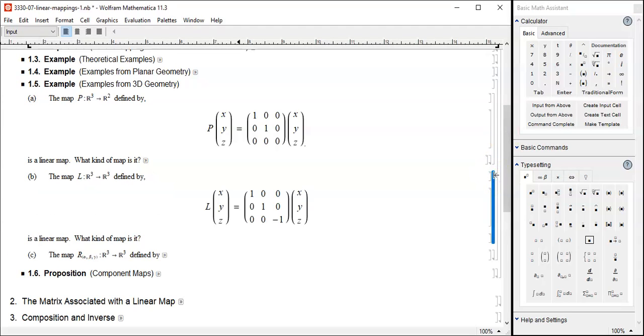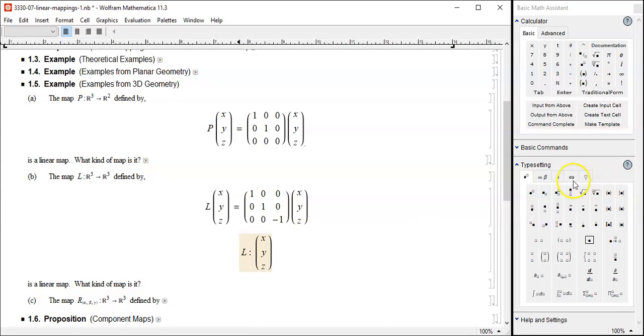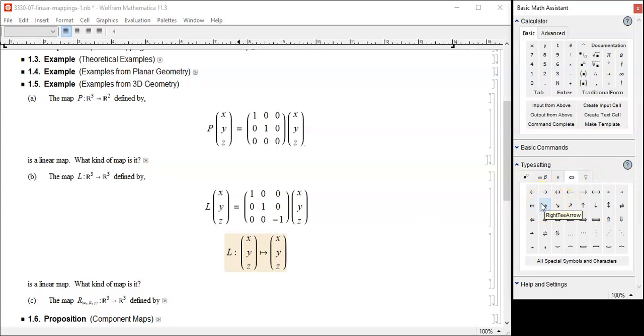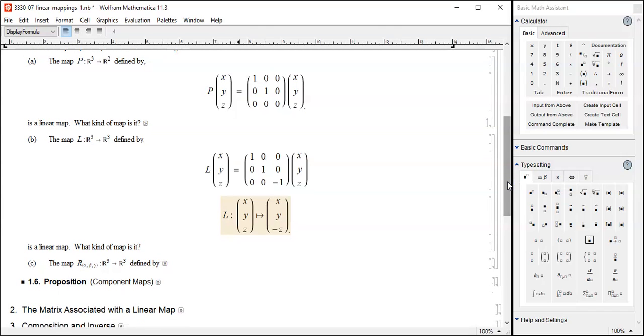How about the next example? XYZ is going to, this is also interesting. L is sending XYZ to XY negative Z. Let's see, let's do matrix multiplication. X, Y, and this one is negative Z. Okay. X and Y stay the same, but Z is going to negative Z. So it's a mirror image.